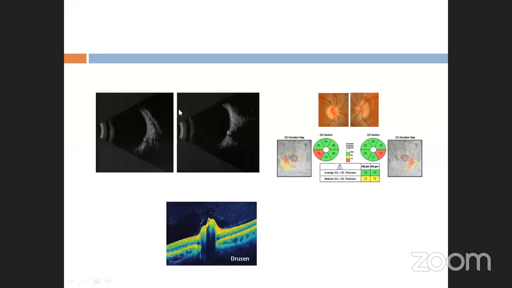Then, if you want to evaluate this nerve fiber layer in OCT, if you go with retinal pigment epithelium until the scleral canal, and then go with the sensory retina, there is no separation between sensory retina and retinal pigment epithelium at the scleral canal.